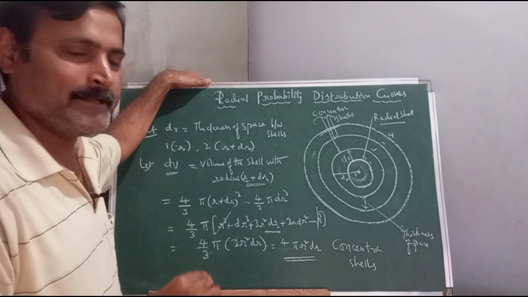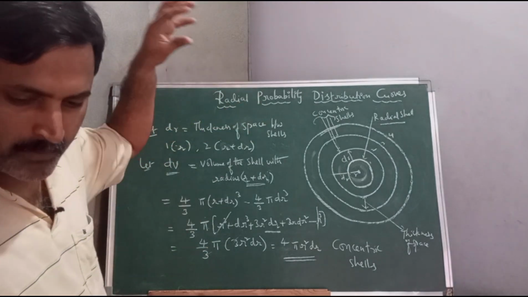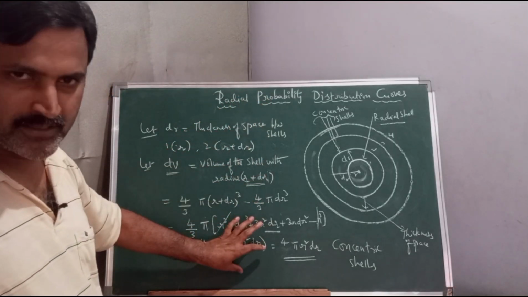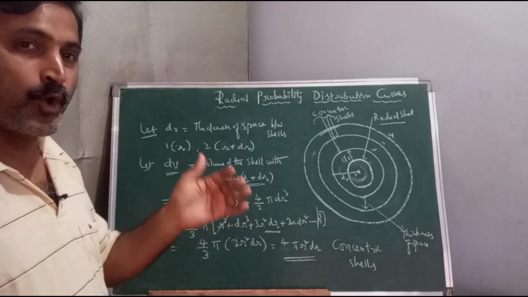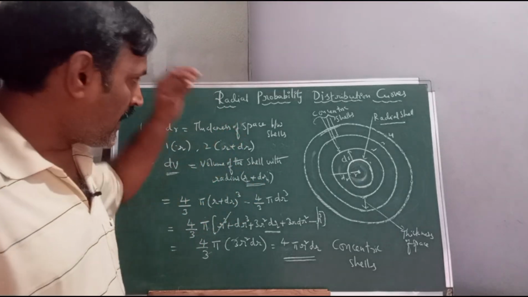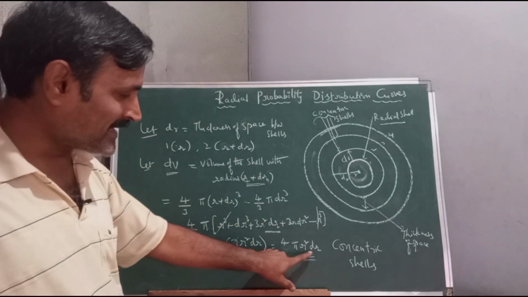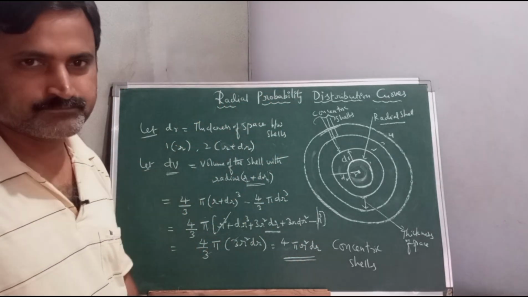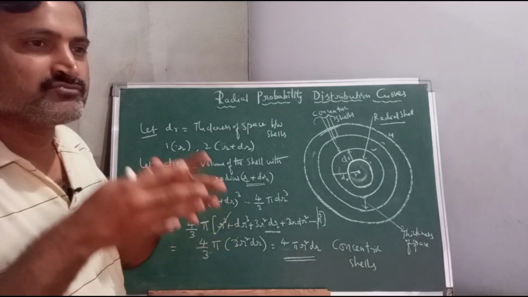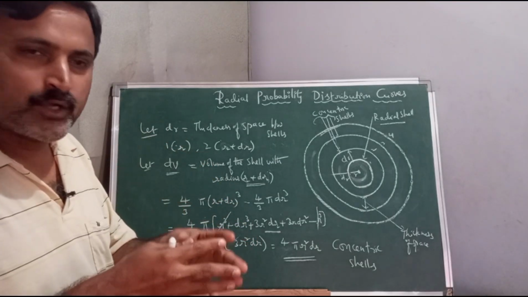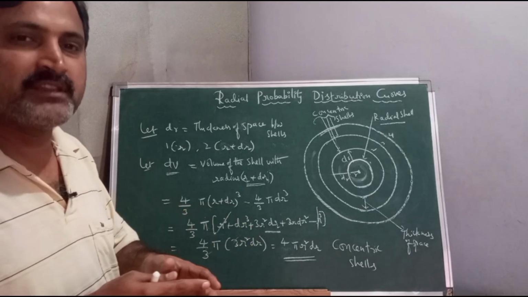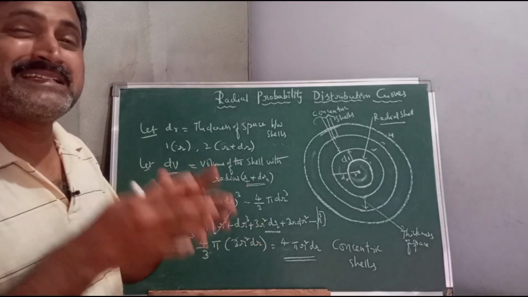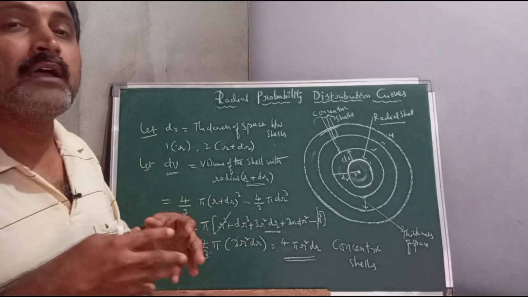So what is radial probability? It is the product of the probability density and the volume of the shell. As we know, probability density is psi square, and the volume of the shell we got is 4 pi r square dr. Their product we call the radial probability. Hope you understand what radial probability is. There is a good chance of finding the electron even in between the concentric shells, since space is provided for the presence of the electron. We are going to assume that.